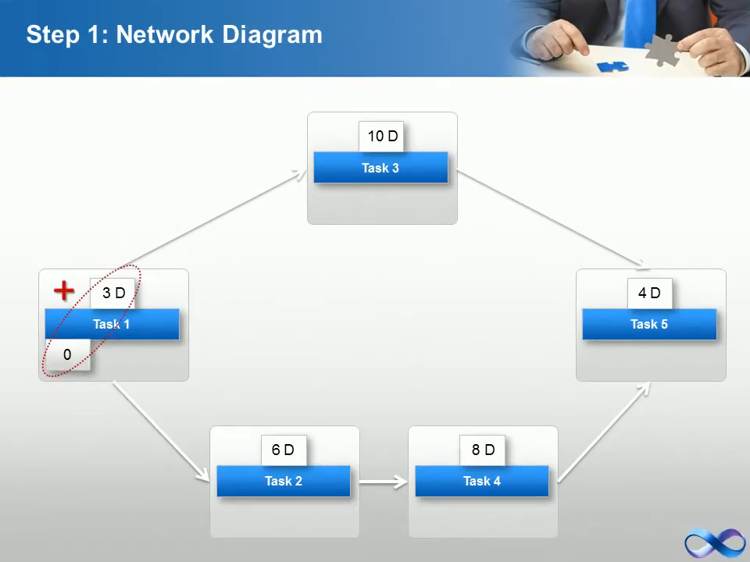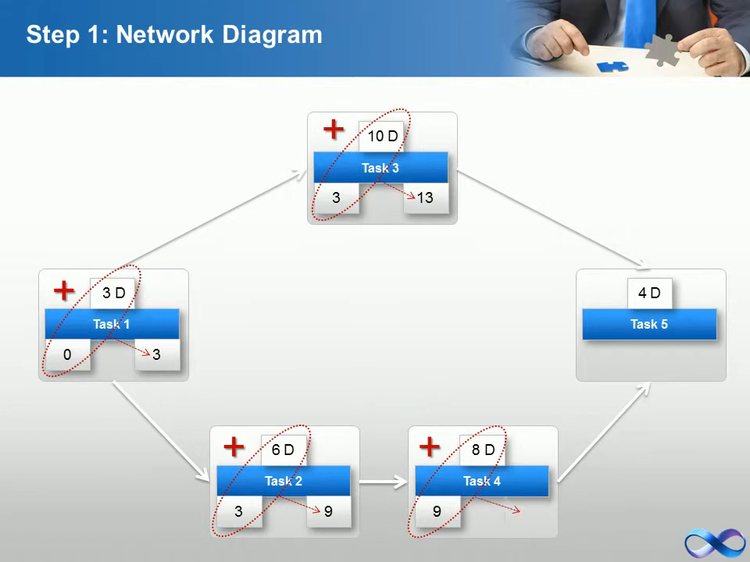Step 1. Draw a network diagram, do the forward pass, and calculate the early start and early finish dates. Please note, Task 5 can begin only after Task 2 and Task 4 are completed. So, the ES for Task 5 is 17 days, because Task 4 can be completed only after 17 days.